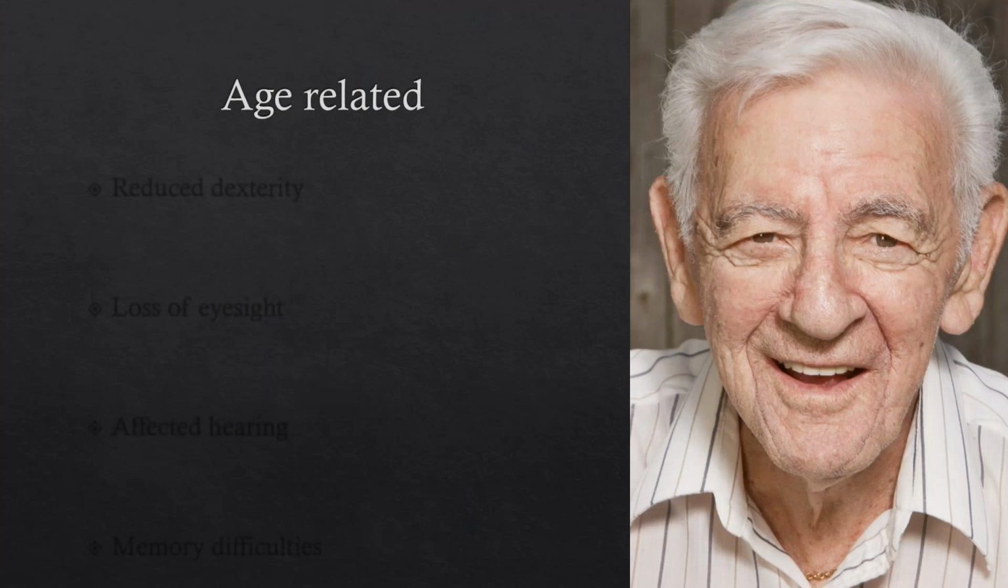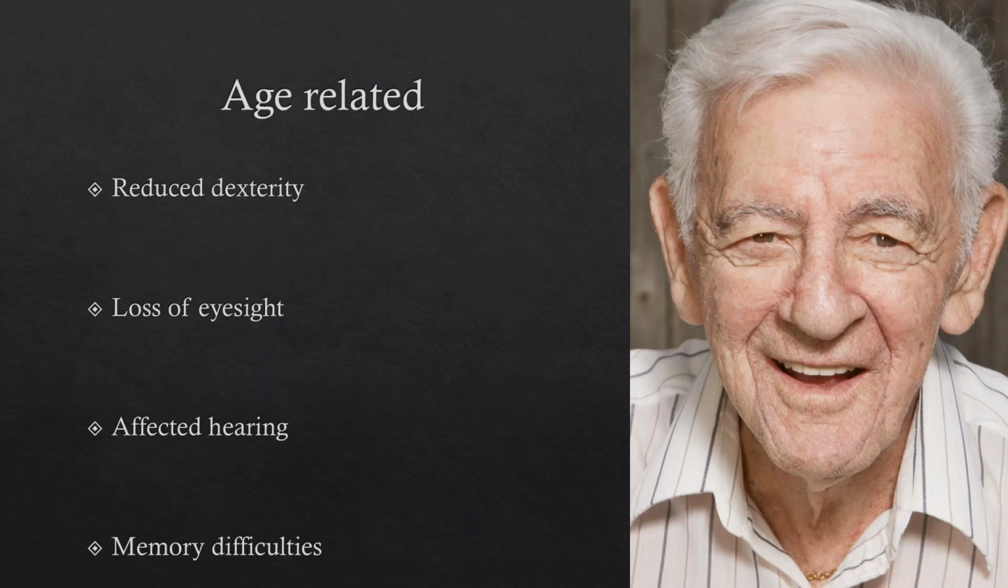And of course, there are age-related disabilities and difficulties as well. Reduced dexterity often comes with increased age, as does loss of eyesight, affected hearing, and memory difficulties. Now, if you ask an elderly person who's experiencing reduced dexterity, they're not likely to say they are disabled. They're likely to say, well, that's what happens when you get older. You start to lose your eyesight, you start to lose your dexterity. That's not a problem, it's just what happens.